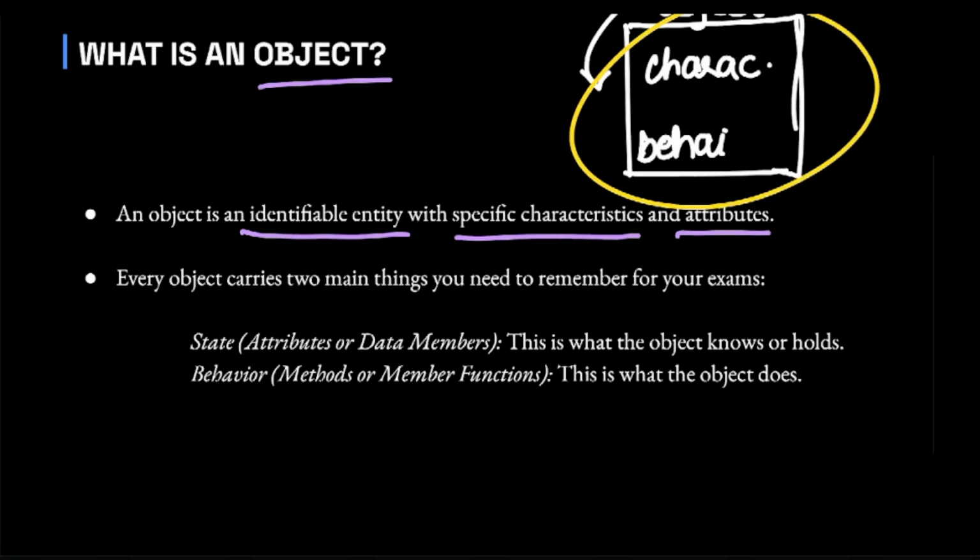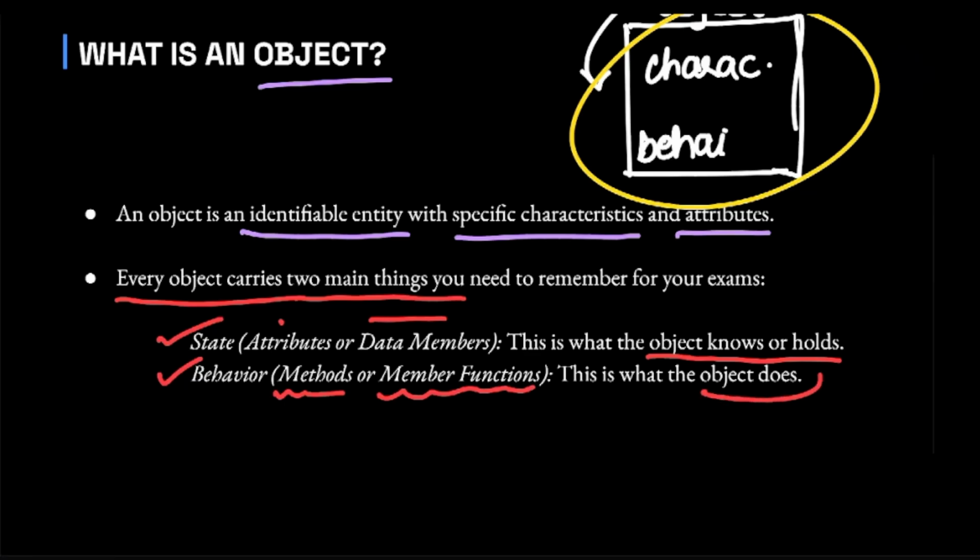So every object carries 2 main things. First one is state. In Java, these are the attributes or data members. And this is what the object knows or holds, for example, gray color or 4 wheels. The second thing is behavior. In Java, we call them methods or member functions. And this is what the object does. In the case of the Toyota car, it brakes or accelerates.